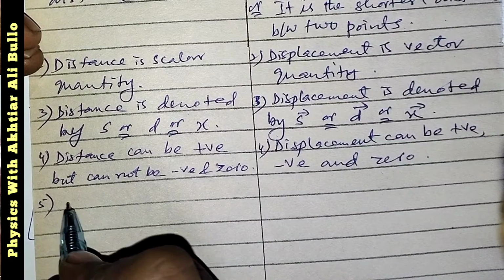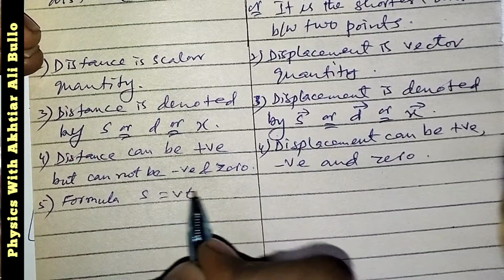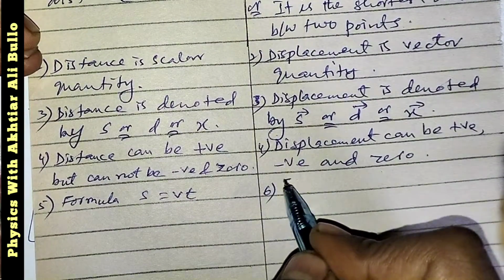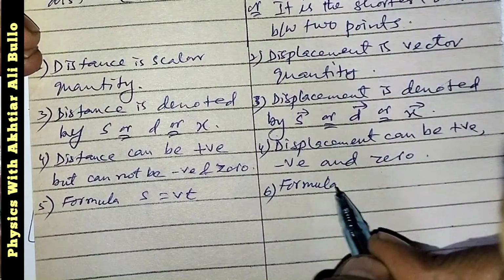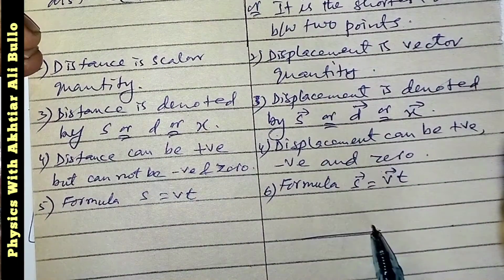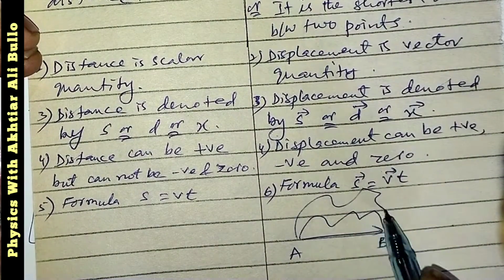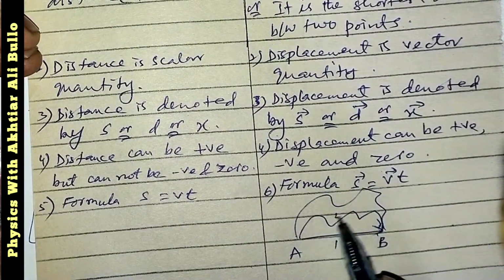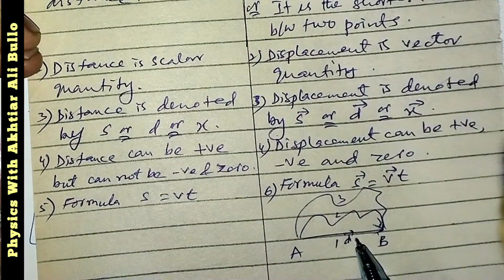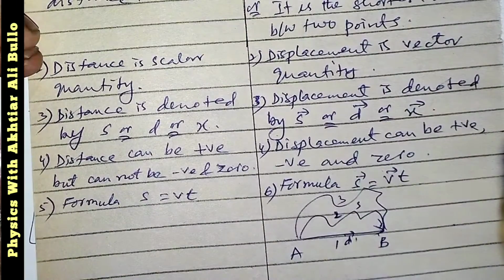Distance is calculated by using formula S is equal to V into T. Displacement is calculated by using formula S arrow is equal to V arrow into T. From the following three paths 1, 2 and 3, the path of displacement is 1, means this is displacement, and the 2 and 3 paths are for distance.